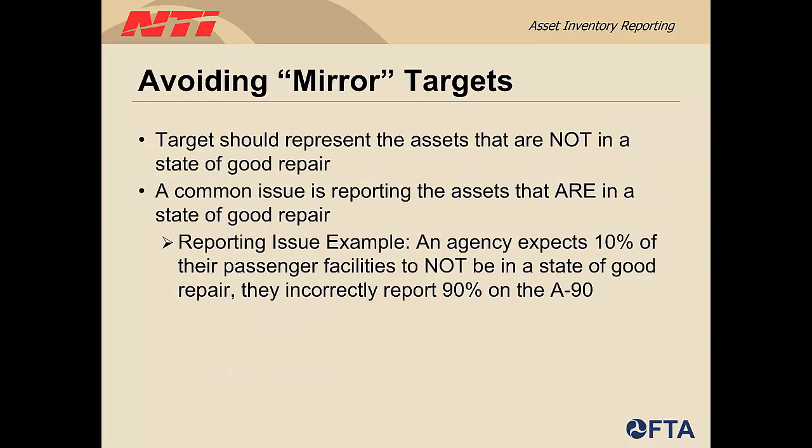Like I mentioned, the target should represent the percentage of assets that you expect to not be in a state of good repair in the upcoming fiscal year. Sometimes agencies may report the opposite amount, or what we would refer to as the mirror target. So they may report the amount they do expect to be in a state of good repair. For a quick example, if an agency expects 10% of their passenger facilities to not be in a state of good repair, and they report 90%, this would be an example of what we refer to as a mirror target.